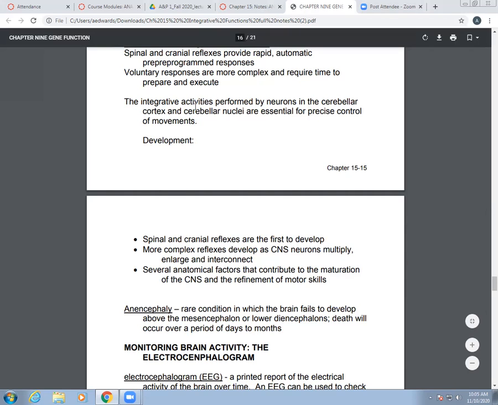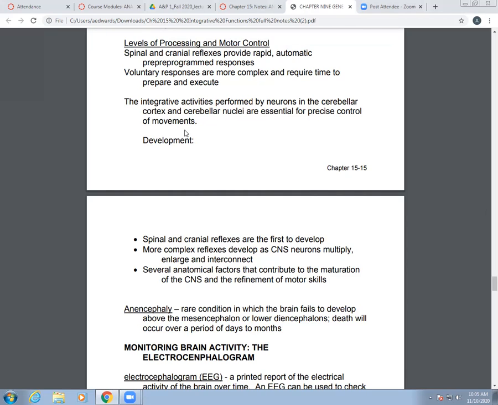So the integrative activities that are performed by your neurons in your cerebellar cortex and your cerebellar nuclei are essential for controlling your movements in a precise way. Okay, give you your coordination.